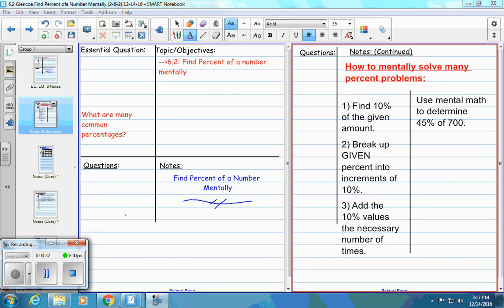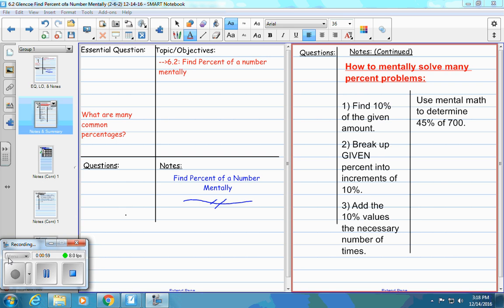Okay, welcome back, students. So our essential question here is, what are many common percentages? We're trying to mentally memorize these so we can use them quickly. And I am going to highlight a method. Remember, there's more than one method, but this is just a method for trying to do mental math rather quickly. And I made sure in my example here to use a percentage that wasn't exactly 10% or could be broken up by a multiple of 10. So I'll show how we're going to do that.